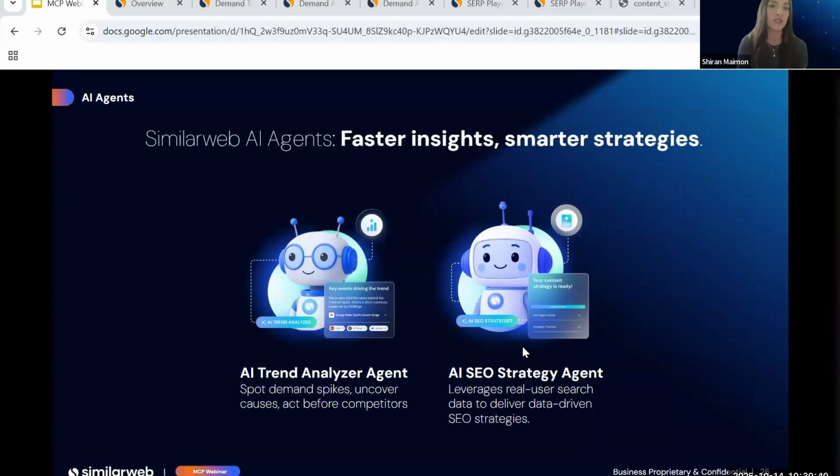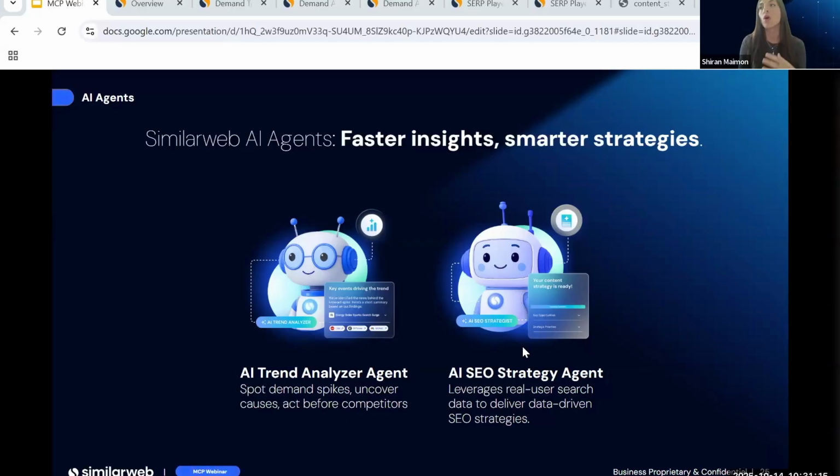We have the Trend Analyzer agent. Pretty much what it does is help us detect the reason for a specific spike. If we encounter a spike in user interest, we want to know what has been causing that spike, what happened, if it's a regulation, a law, elections, whatever happened in the market that could have caused this significant increase. And also the AI SEO strategy agent, which basically transforms real user search behavior into actionable insights.